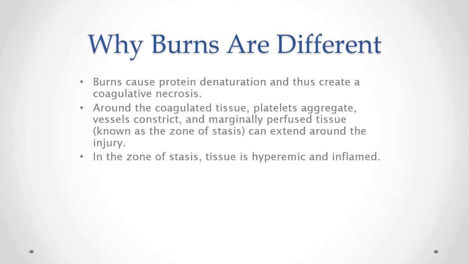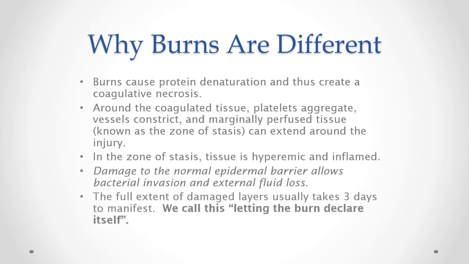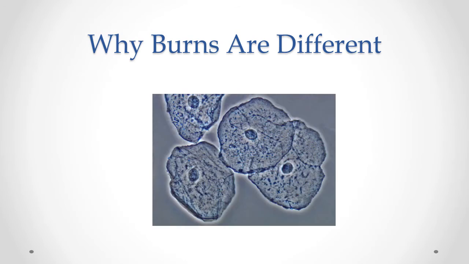So in that zone of stasis, the tissue is very hyperemic, meaning that it's very cherry in color and very blanchable, and tends to be inflamed. Damage to the normal epidermal barrier allows the bacterial invasion to occur, and we get external fluid loss. The other thing is the full extent of damaged layers usually takes about 3 days to manifest, which is why we call that period letting the burn declare itself. So what am I talking about?